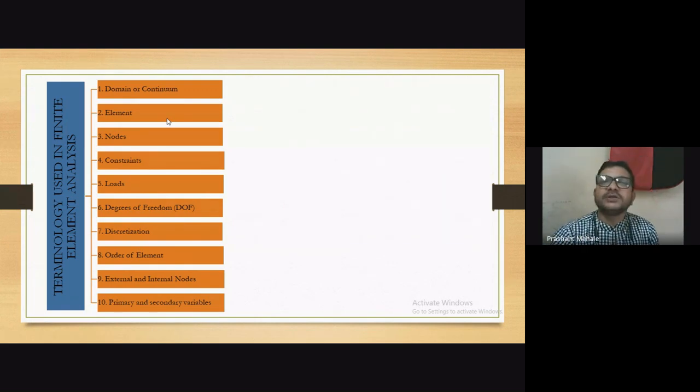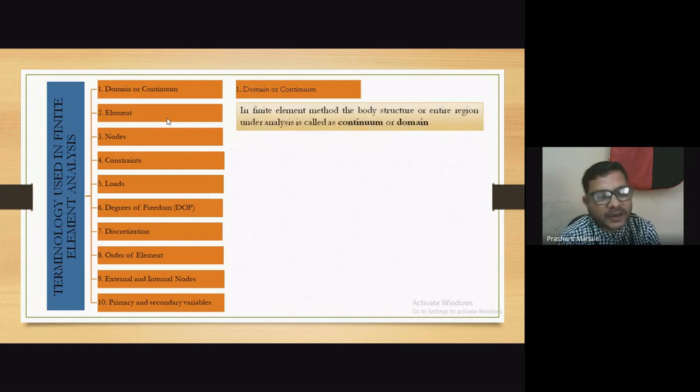So the first terminology that we use is domain or continuum. The other word that is used for that is continuum. So when it is domain or continuum, what is the meaning of that? Actually, it is the field or the body structure, which we are going to call a domain. Domain means the area in which you are working, the area of your work. So in technical words, in the finite element method, the body structure or entire region under analysis is called continuum or domain.